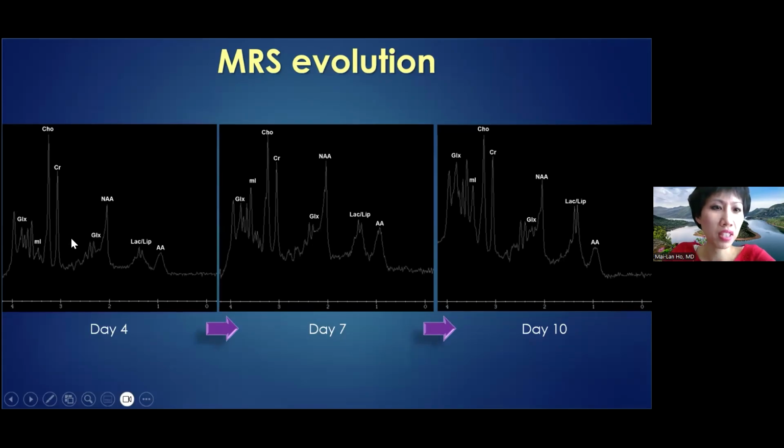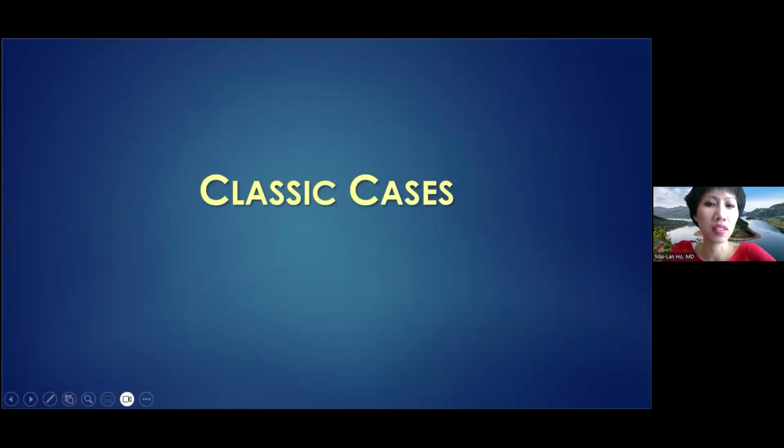And then evolution-wise, again, depending on the nature of the injury, you can see, for example, this patient had progressive HIE, secondary energy failure. So day 4, day 7, day 10, you see the lactate and lipids coming up. You see the NAA coming down. And so basically, this neonate was having progressive metabolic injury. But again, we never interpret these in isolation. It's always in conjunction with all of the basic anatomic imaging. Okay, so let's go into classic cases.